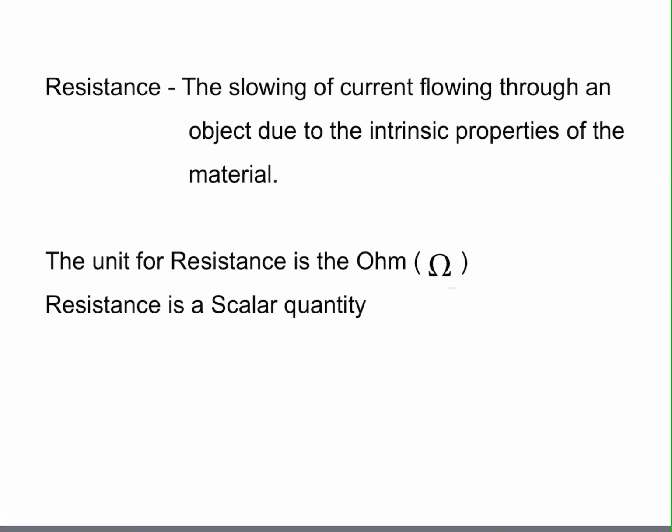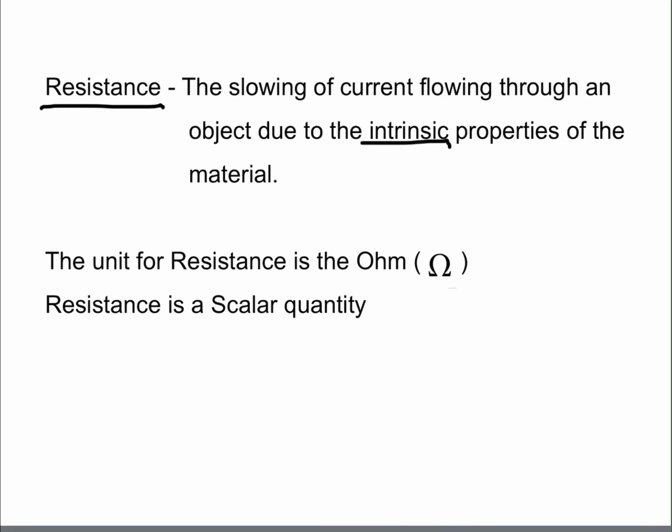What we're going to talk about today is resistance. I'll read this for you. It says, resistance is just the slowing of the current flowing through an object due to the intrinsic properties of the material. So we've talked about that term intrinsic already. It's just the properties that make the material that material. So whether it's a fat wire or skinny wire, whether it's metal or plastic, whether it's long or short, things of that nature. It's the actual physical properties of the wire.